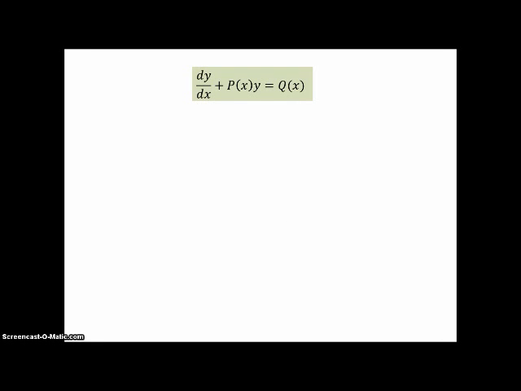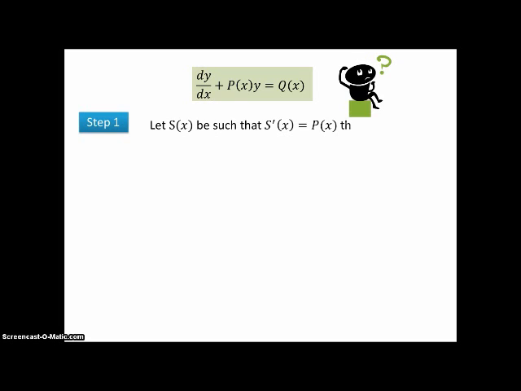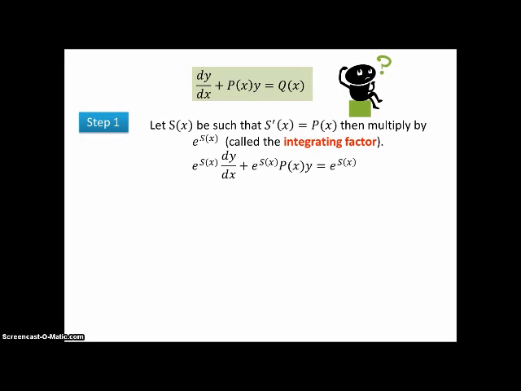So let's look at the more general form where neither p(x) nor q(x) are 0. What do we do? Well, step 1, believe it or not, this is a little weird, is we let s(x) be such that s'(x) is p(x). And then we multiply through by e to the s(x), which is called the integrating factor. So we end up with e^s(x) times dy/dx plus e^s(x) times p(x)y equals e^s(x) times q(x).